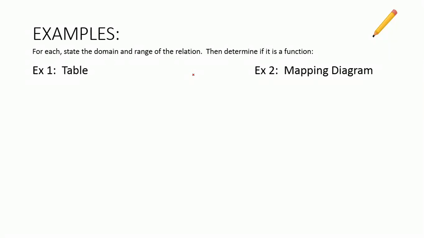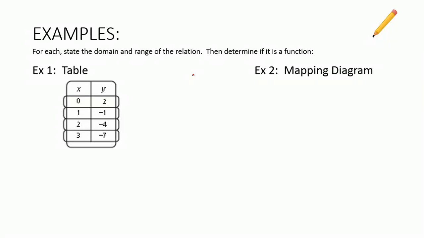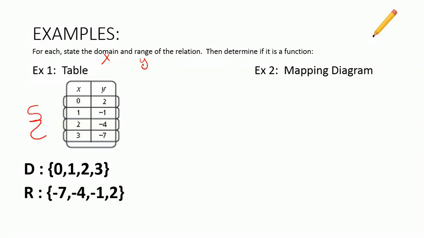So let's look at a few examples. There's one thing called a table. To find your domain and range, you're going to find your x values. Your x values are your domain values. So my domain values would be 0, 1, 2, and 3. I'm going to put them in these curly braces. To draw a curly brace, you do an S and then a backwards S. That's going to get you a really nice curly brace. Your range is your y values. Looking in your table, my y values are -7, -4, -1, and 2. You're going to want to put them in numerical order in your domain and range listing.